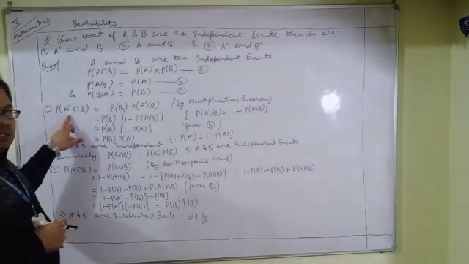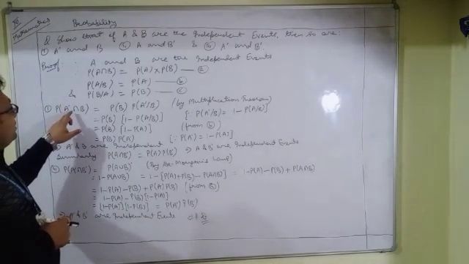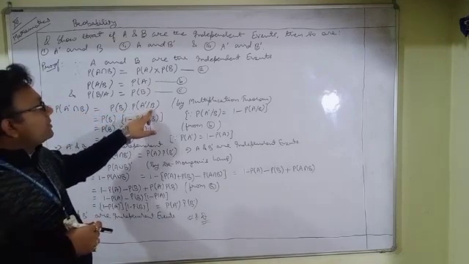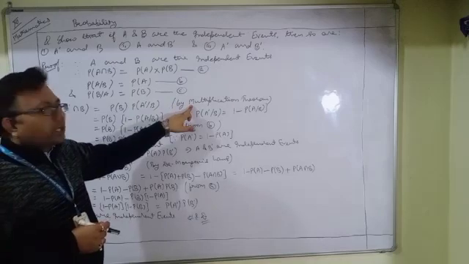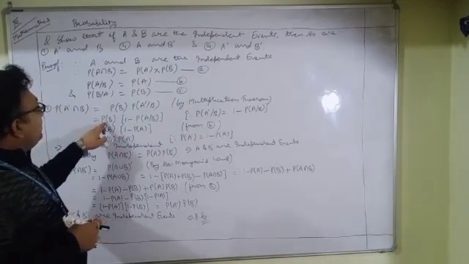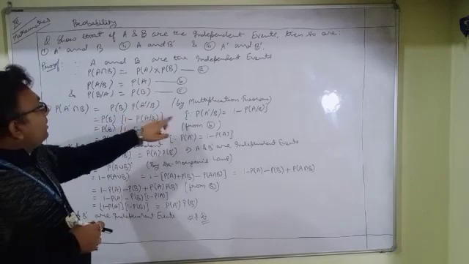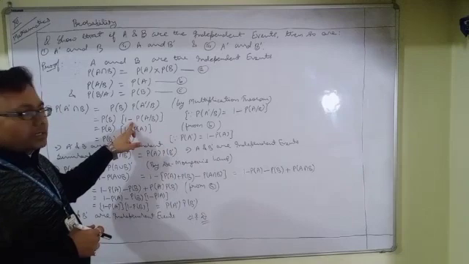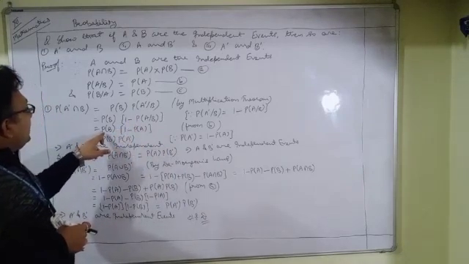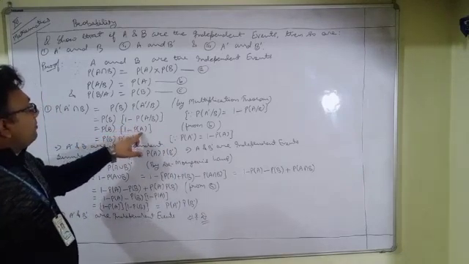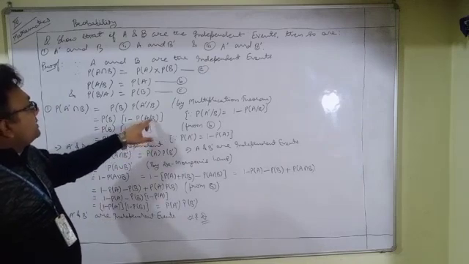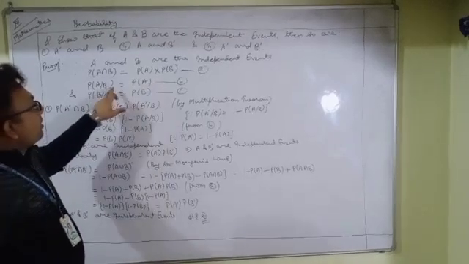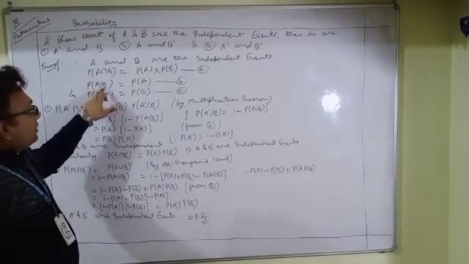So now let us consider the probability of A complement intersection B, which is equal to the probability of B into the probability of A complement given B. This is by the multiplication theorem. This is equal to the probability of B into 1 minus the probability of A given B, and this is equal to the probability of B into 1 minus the probability of A. Why? Because the probability of A given B is equal to the probability of A from result B, since A and B are independent events.